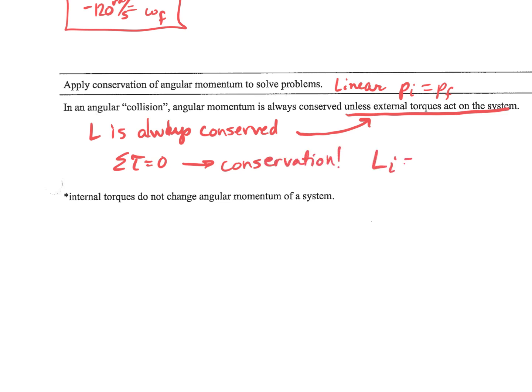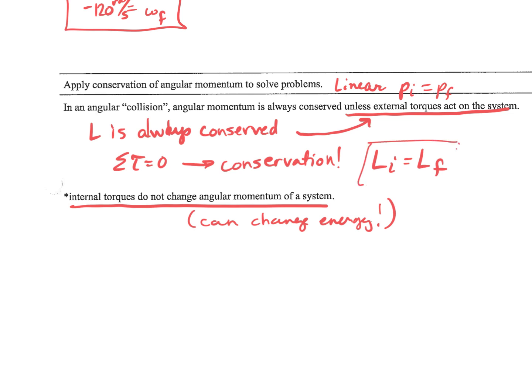So L initial equals L final. Internal torques don't change the angular momentum, only external torques do. They don't change the angular momentum, but they can change the energy. Okay? So this is important. As long as you fulfill this, unless you have external torques acting, then L initial equals L final.